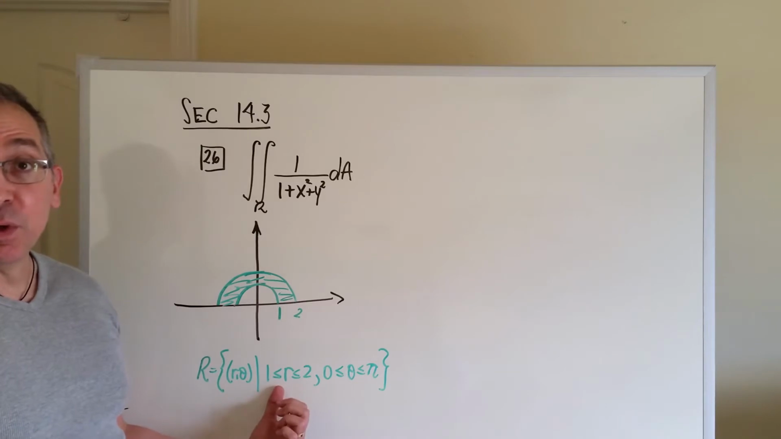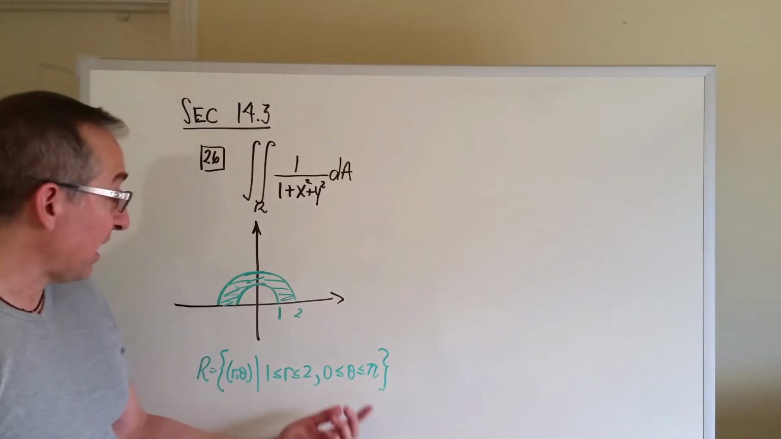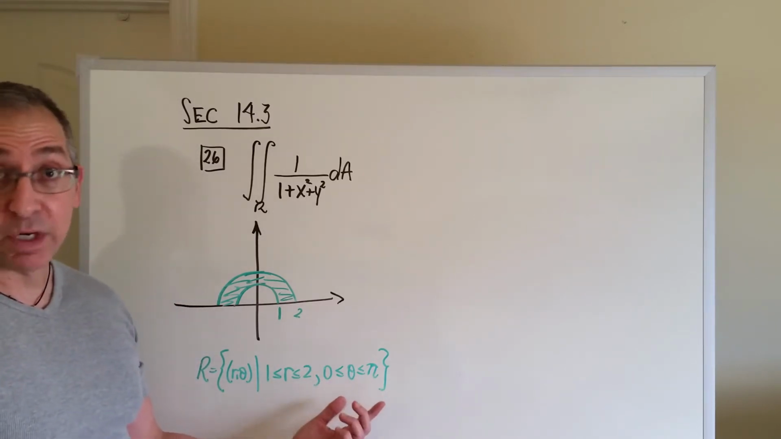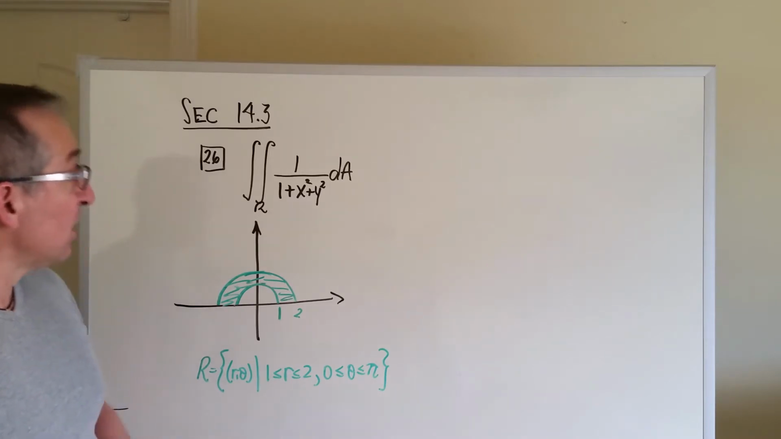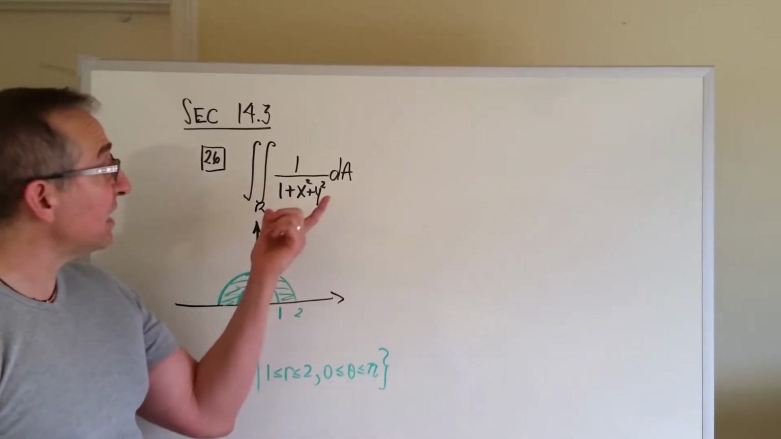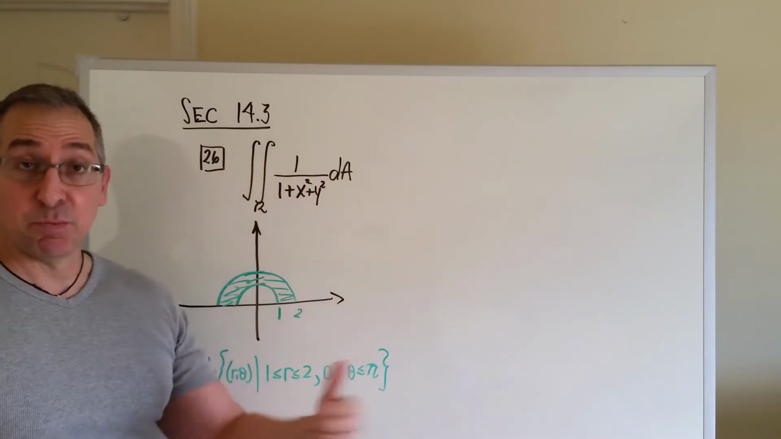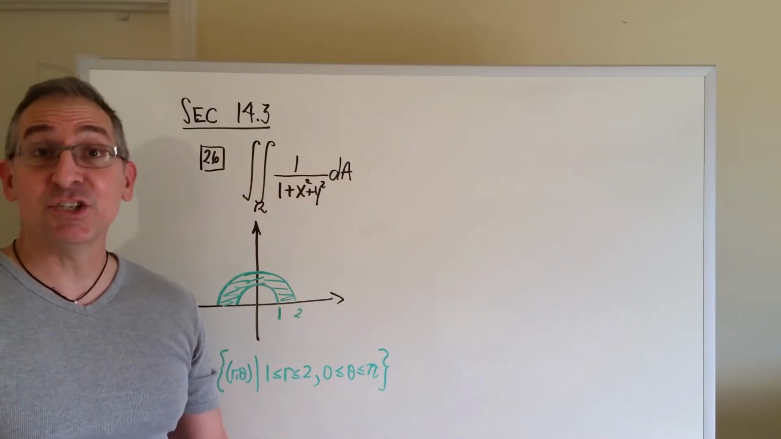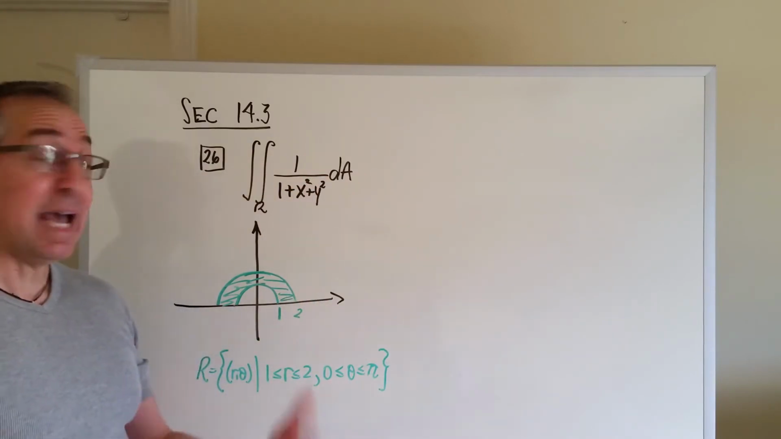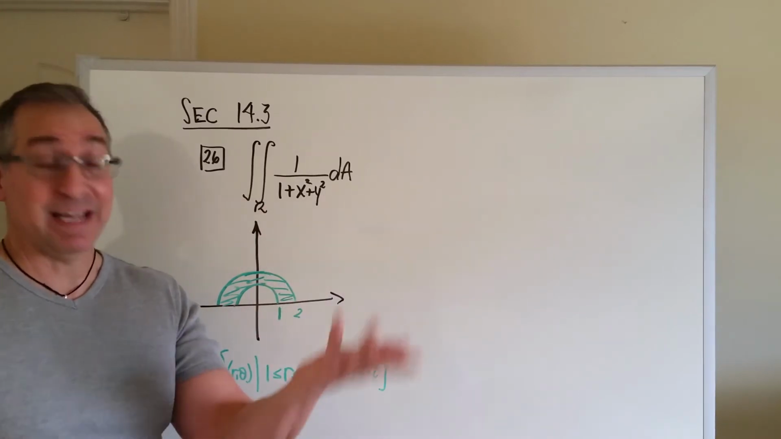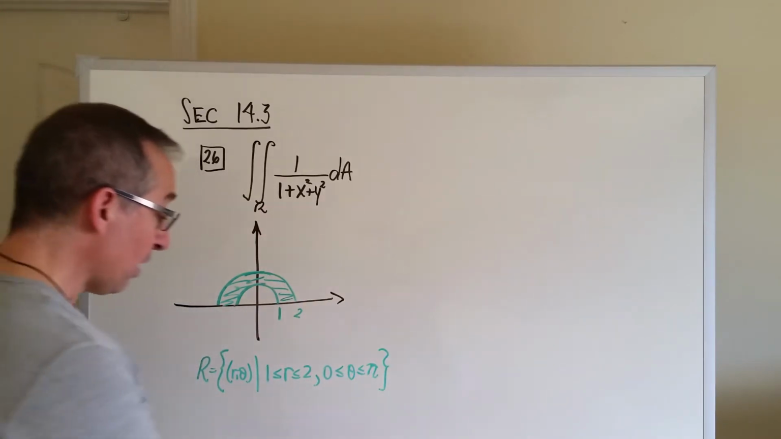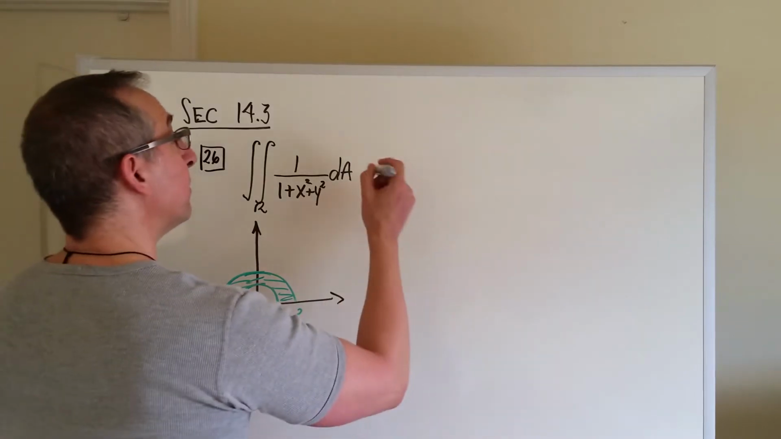Notice r is between 1 and 2. This is in polar now. And theta ranges from 0 to pi, or 180 degrees. Okay? So what they're asking us to do is take this integral and convert it into polar coordinates in the hopes that it's going to be an easier integral to evaluate. And in fact, once we do, you'll see that it actually is. Okay? All right, so here's what we get.